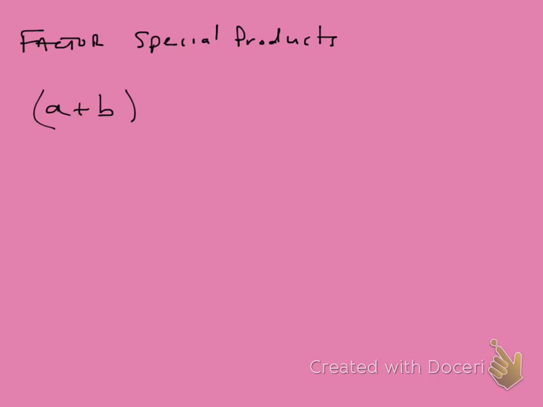So here we go. We're going to factor special products. Okay, now it says, do you remember these products? We've talked about this before. Okay, A plus B times A minus B.